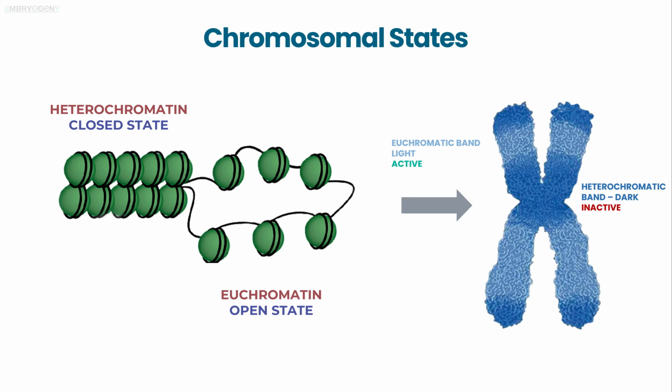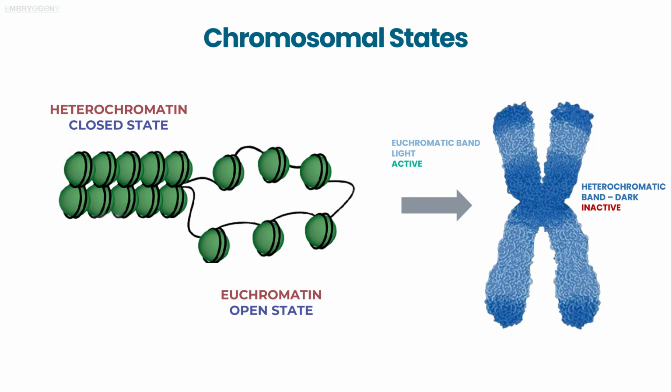Now coming to the chromosomal states. Heterochromatin is inactive chromatin, whereas euchromatin is actively involved in RNA transcription. Heterochromatin appears denser than euchromatin under the electron microscope, and it stains darker under the light microscope because it is highly condensed. Eu in Greek means good, like eulogy, euphony, and so on. Hence, euchromatin is the active chromatin.